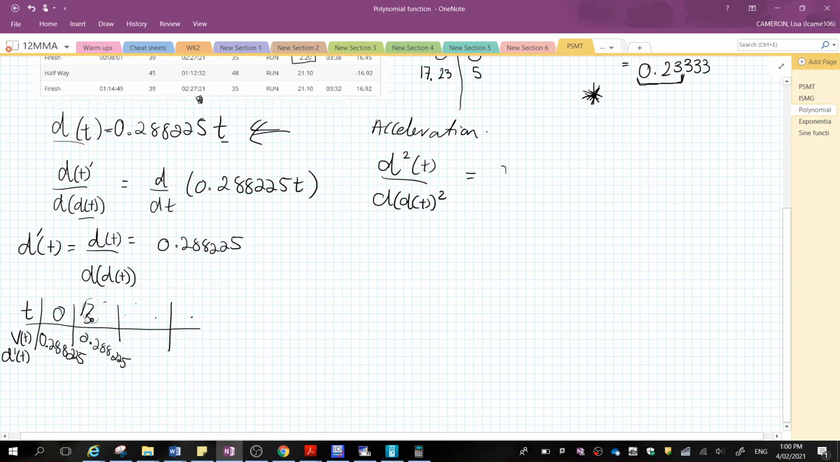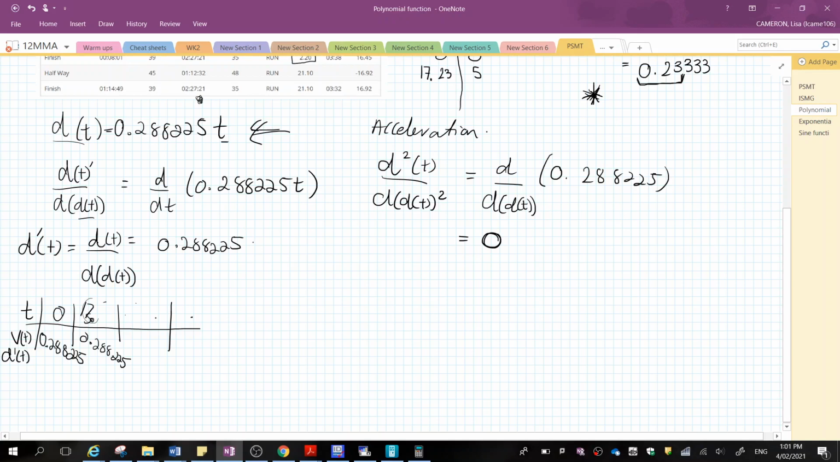Okay, so that means that I'm going to calculate the derivative with respect to t of our function 0.288225, which is going to leave me with 0. Now, this makes sense because we've got constant speed, which means it's not accelerating or decelerating.